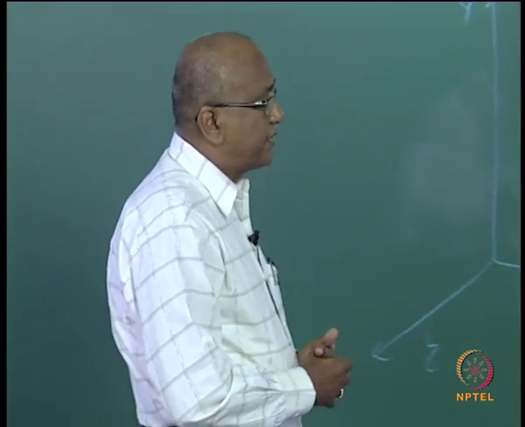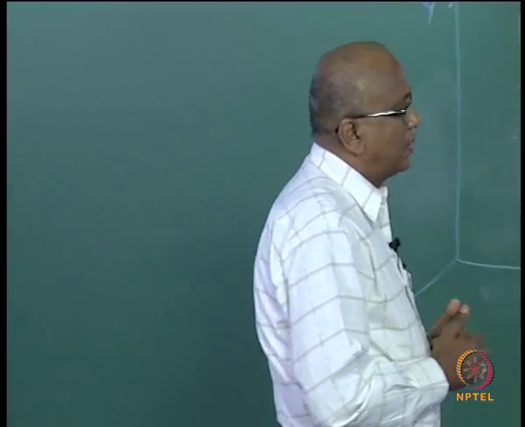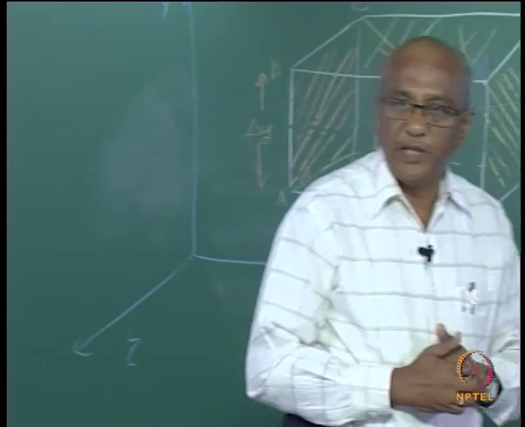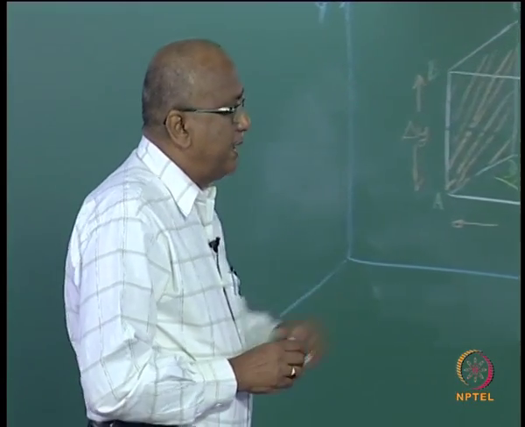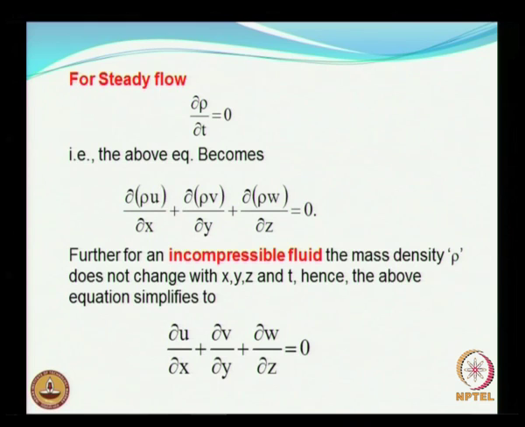So in the case of steady flow, we know that dou rho by dou t has to be equal to 0. So the above equation then becomes as shown here. This will be applicable for both compressible and incompressible fluids, but only for steady flow.